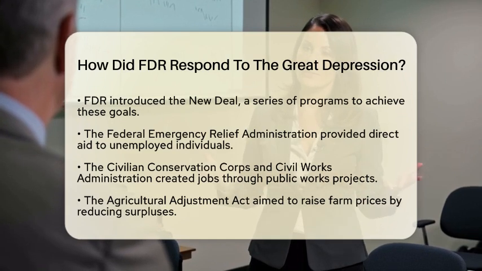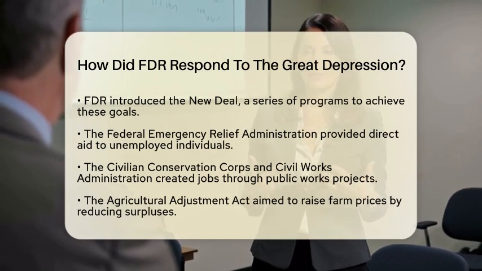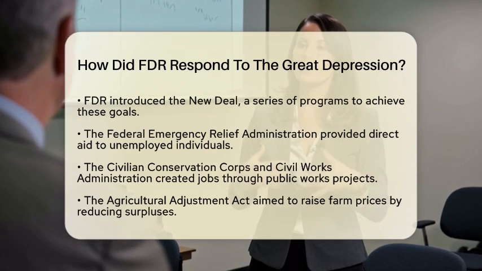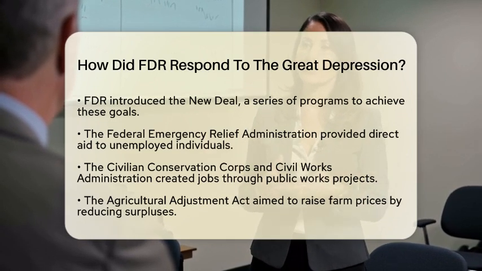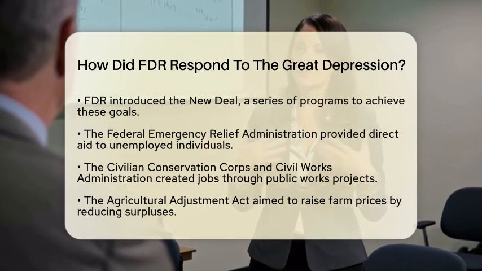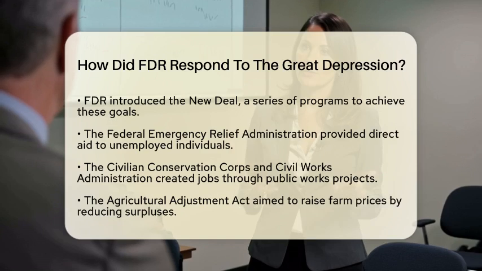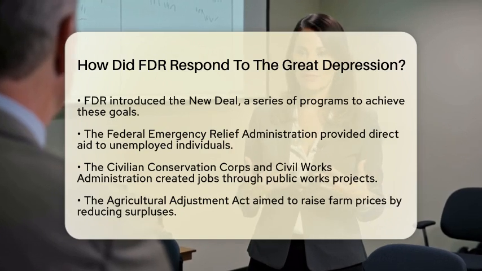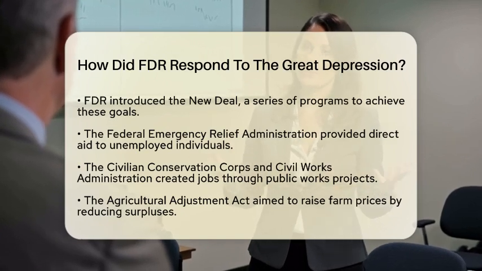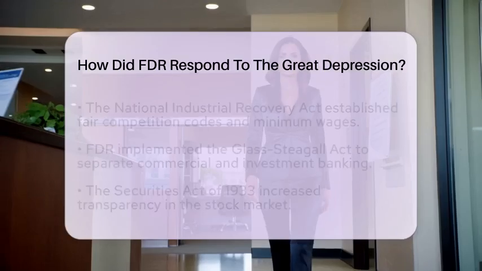For economic recovery, FDR implemented policies aimed at stabilizing prices and supporting key industries. The Agricultural Adjustment Act was designed to raise farm prices by reducing surpluses. Meanwhile, the National Industrial Recovery Act established codes for fair competition and minimum wages. These measures were intended to restore confidence and encourage businesses to operate again.